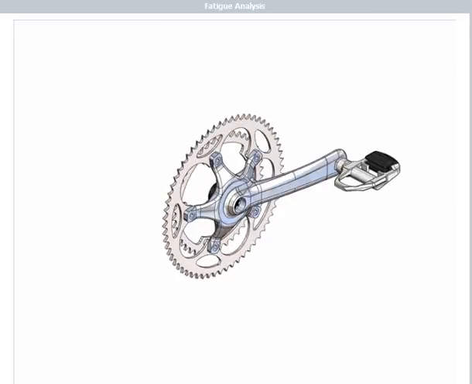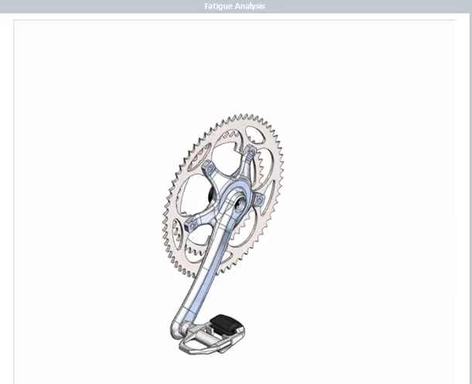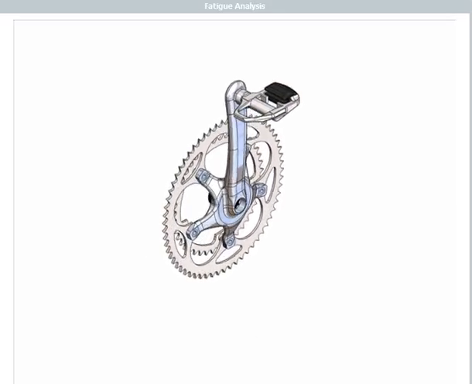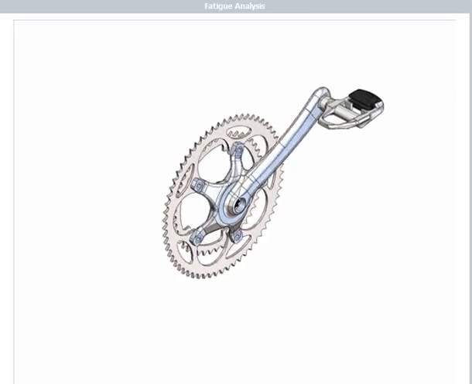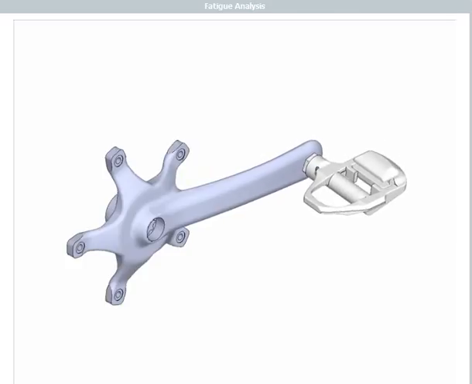But how can we determine a product's durability? Let's look at the example of a bicycle crank. The strength of most materials reduces under repeated loading. This means that over a period of time, even a load well below the yield strength of the material may cause a part failure. This behavior is commonly called fatigue.